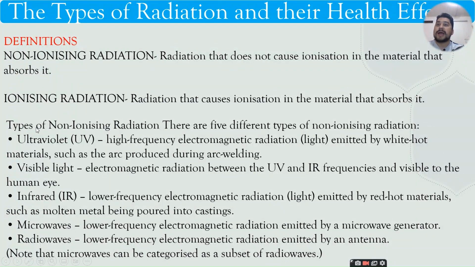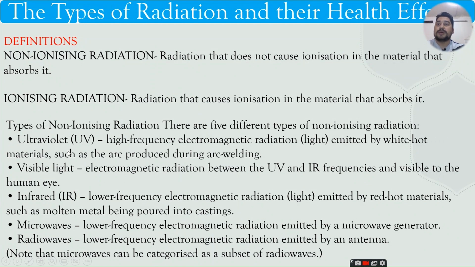After that, we have the types of non-ionizing radiation. When you go to non-ionizing radiation, there are subtypes also. In non-ionizing radiation, there are 5 different types. So the 5 types of non-ionizing radiation are ultraviolet (UV), visible light, infrared, microwaves, and radio waves.